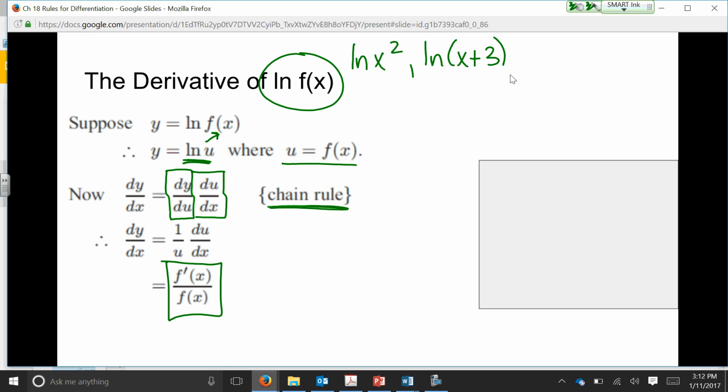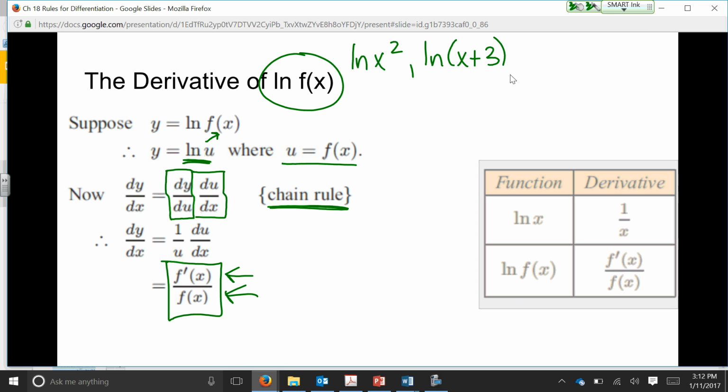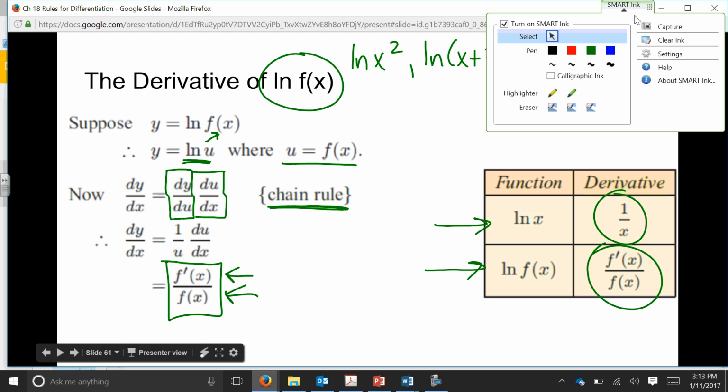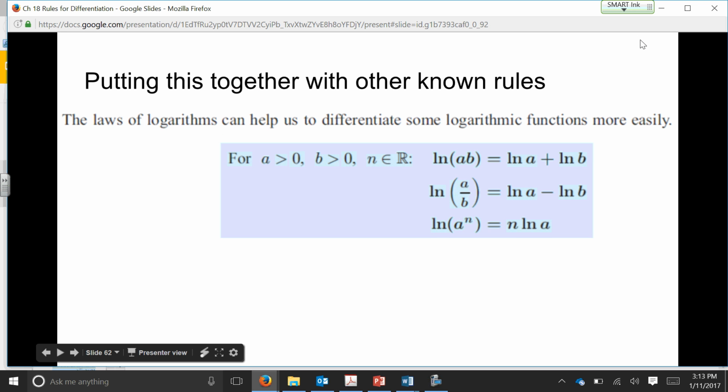The derivative of the natural log of f of x is f prime of x over f of x. So we see whether we have the simple function natural log of x, which has a derivative of 1 over x, or the natural log of f of x, whose derivative is f prime of x over f of x. You'll notice that in both situations, the natural log part of the equation just goes away. We don't need it anymore. And we're going to take a look at some examples moving forward.